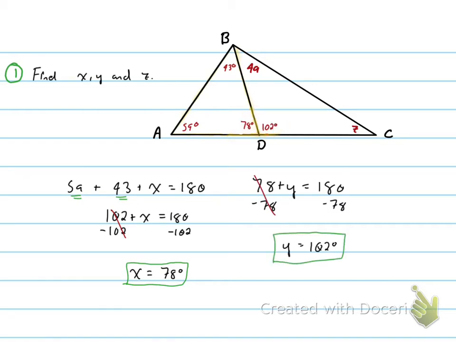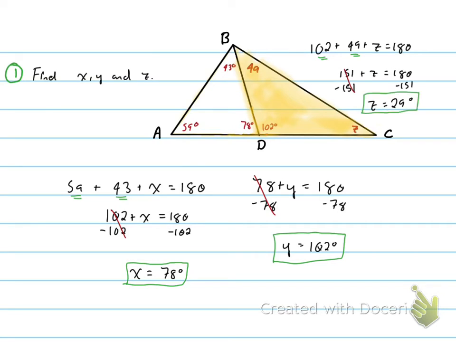Now, all I have left to find is angle Z, and in that triangle, I have two of the angles and only one unknown, so I can figure out what that is. So here I could set it up by going 102 plus 49 plus Z equals 180, combine like terms on the same side, subtract 151 to get Z by itself, and I get that Z equals 29 degrees, and finally, I'm done.